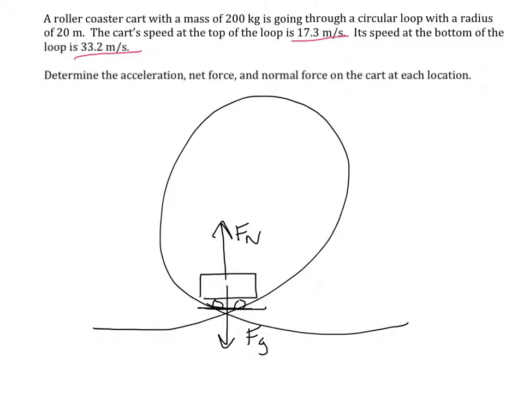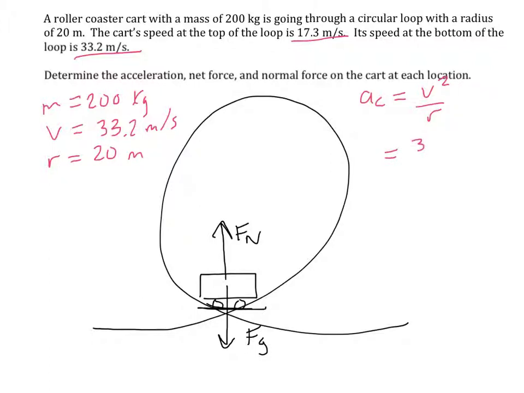What do we know? The mass of the cart hasn't changed. It's 200 kilograms. The velocity in this situation is 33.2 meters per second. The radius hasn't changed. It's still 20 meters. So what is the acceleration of the cart down here? Once again, the acceleration is v squared over r. So in this situation, it's 33.2 squared over 20. If I calculate that out, I get 55.1 meters per second squared.